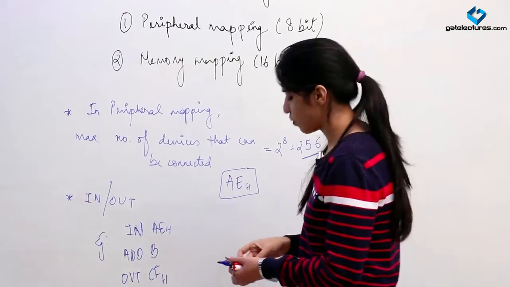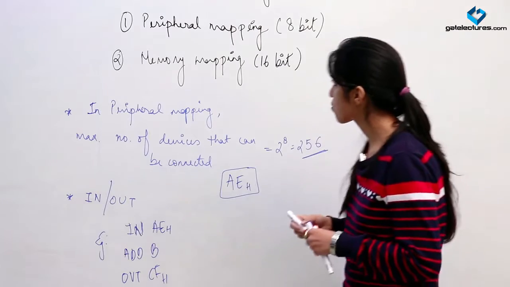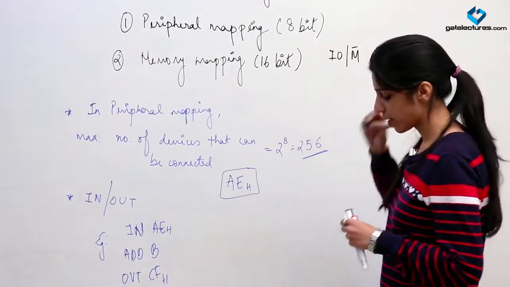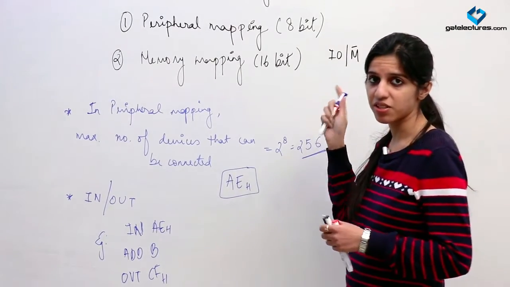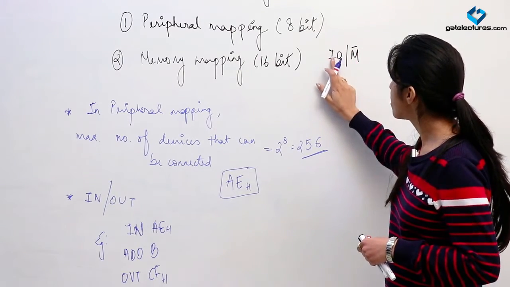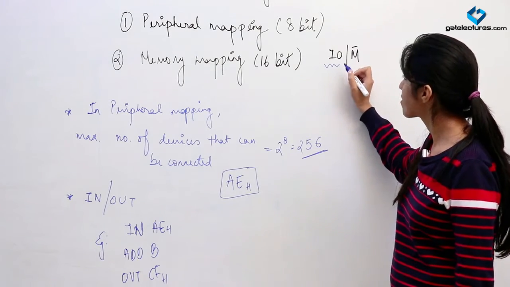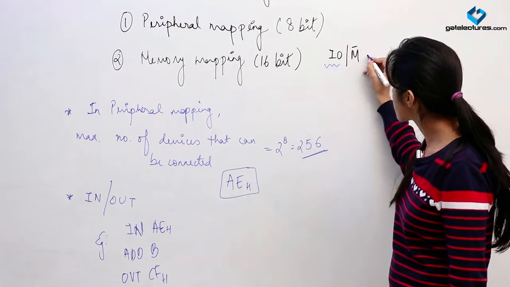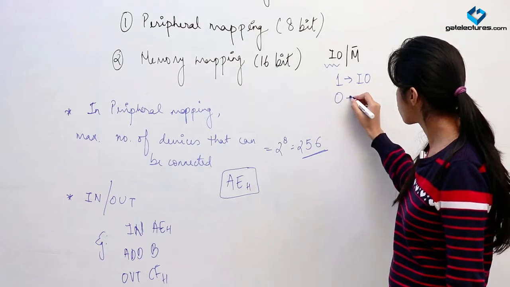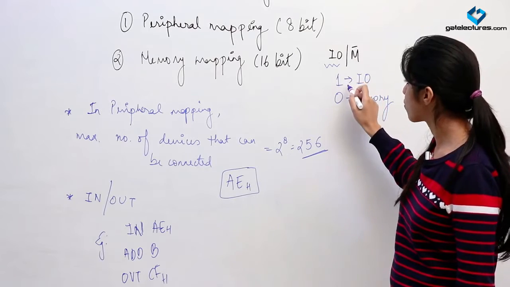Okay. Next we are going to look at memory mapping. One more pin that we saw is the IO/M bar pin. When we looked at the pin diagram of 8085, we saw this pin IO/M bar. This pin allows us to select which peripheral is connected. If we have connected some input output device, then the status of this pin is going to be 1. If this pin is 1, IO is selected. If this pin is 0, memory is selected. Memory is active low, IO is active high.